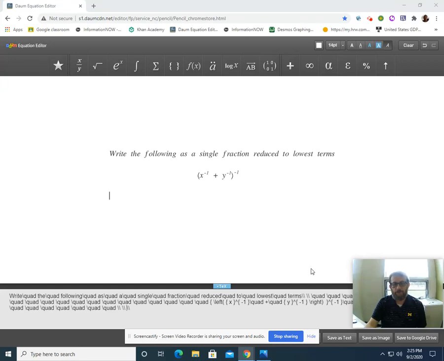Hey guys, problem number two. This really has two main ideas to it. Do you understand what a negative exponent means, and can you add fractions? If you can do those two things, you can do this problem.